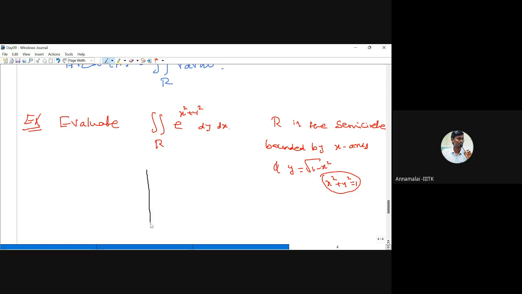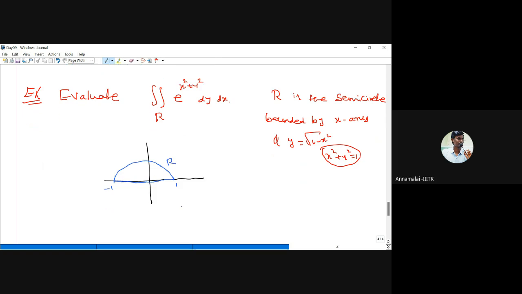Now if you draw this region, at least a unit circle. One curve is the unit circle, but it should be a semicircle. Therefore, from minus 1 to 1 on this side, and then take the x-axis. So this is our region R.